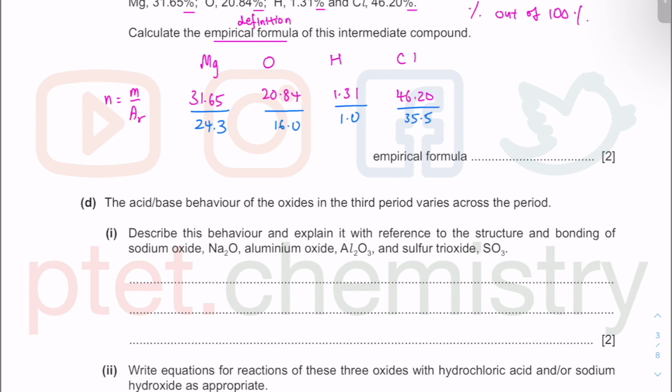So mole equals mass over AR. We're trying to find the simplest whole number ratio of the atoms. So this gives me 1.30. 20.84 divided by 16.0, I get 1.30 as well. And this one divided by 1.0 is 1.31. Last but not least, I get 1.30. So you don't just round it up to 1. Instead, you have to divide by the smallest number to get the simplest ratio. The smallest number is going to be 1.30.